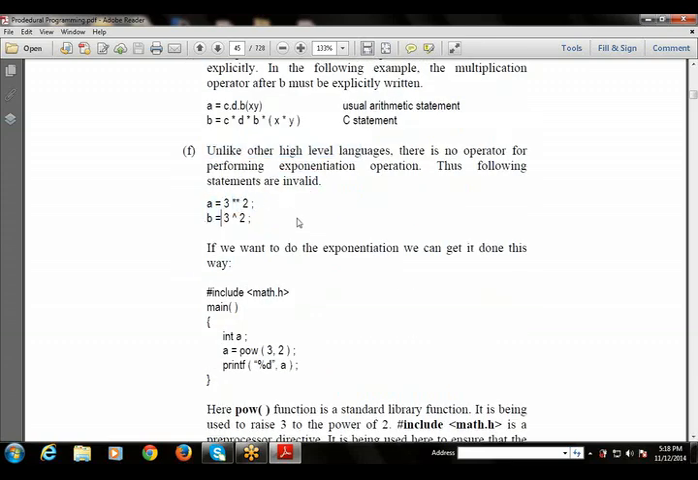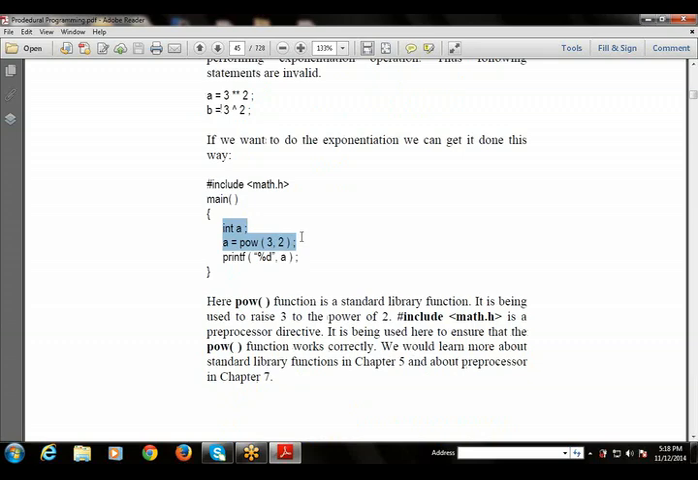These are invalid because there is no operator for performing the exponential. If we want to do the exponential, we get it done this way. This is the way to use the exponential. Exponential means raising to a power, using the power function, that is the pow function. The power function is a standard library function. It is being used to raise 3 to the power of 2.